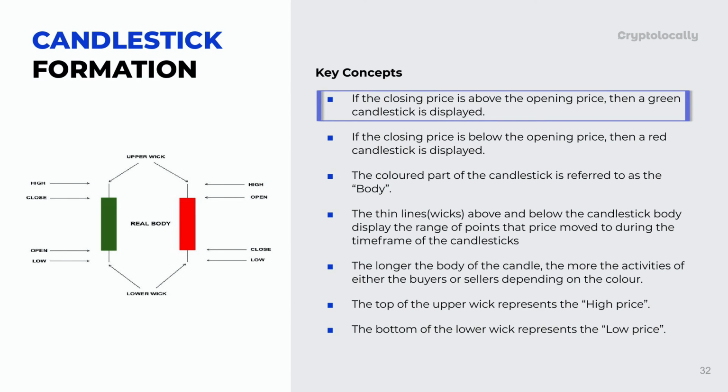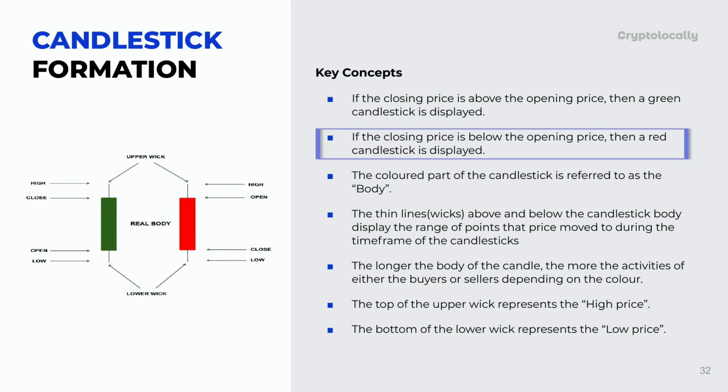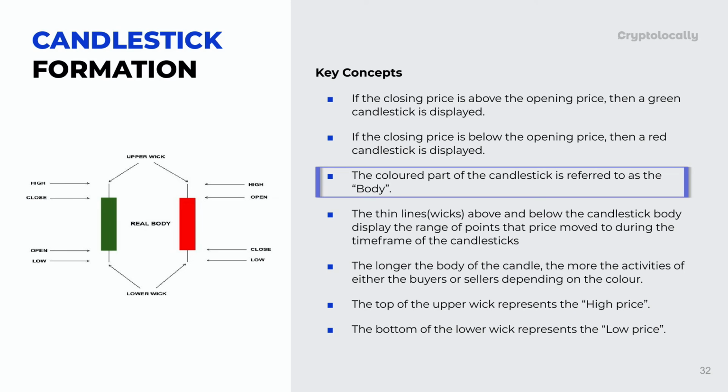Let's talk about the key concept. If the closing price is above the opening price, then a green candle is displayed. It means the price went up, right? If the closing price is below the opening price, then a red candlestick will display. Do you understand? That means price went down. The colored part of the candlestick is referred to as the body, and this body represents just the opening price and the closing price. Do you understand?